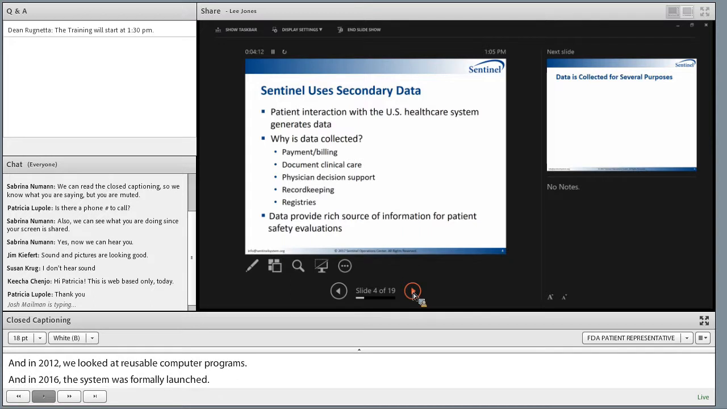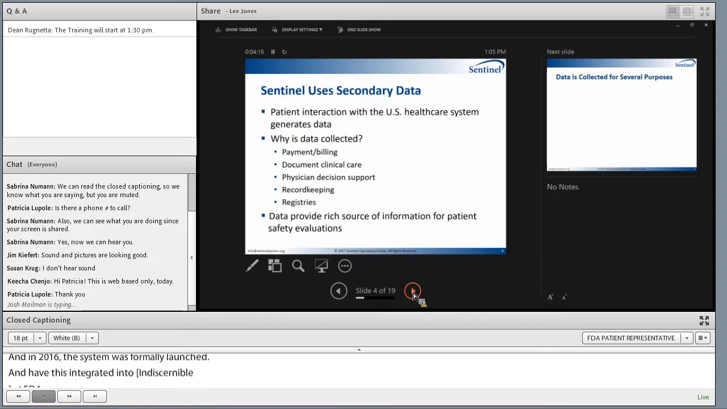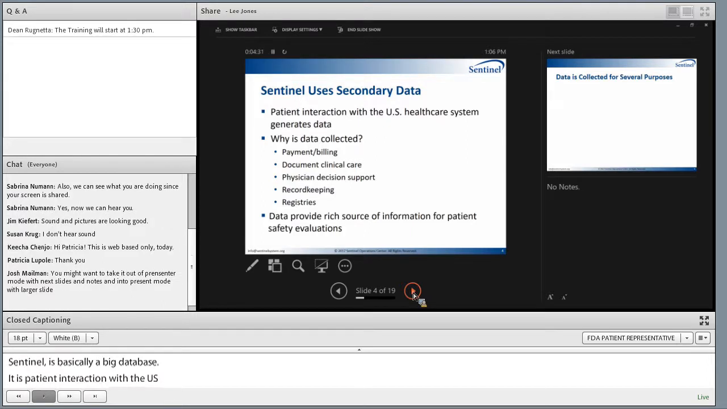Next slide, please. So Sentinel is basically a big database that uses secondary data. Patient interaction within the U.S. healthcare system generates data. Every time a patient goes to visit their physician or picks up a pharmacy prescription or visits the hospital for a medical issue, that generates data based on our nation's unique healthcare system and the way that insurance claims work.